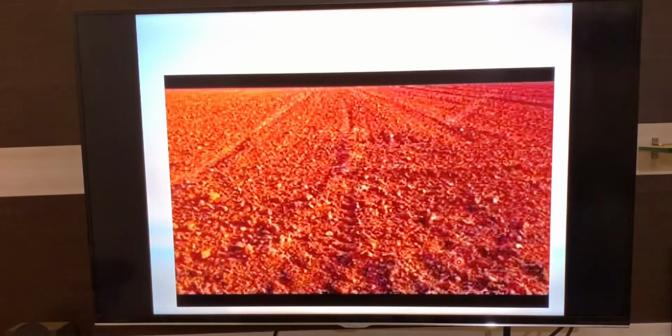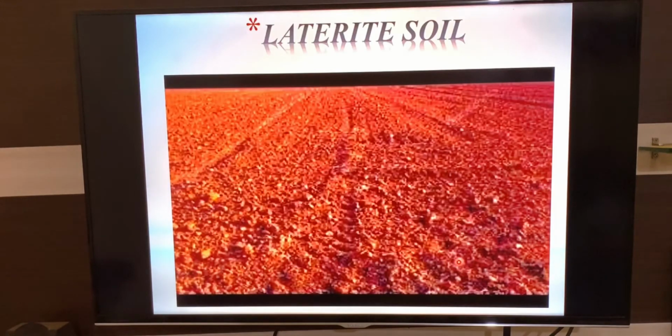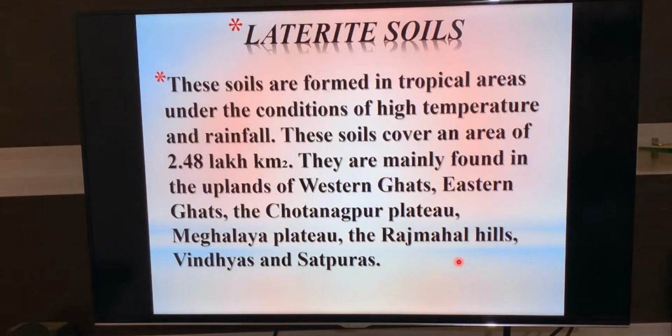Now, recognize the soil, children. It is laterite soil. Laterite soil will be mainly found in tropical areas under the condition of high temperature and heavy rainfall. You will find laterite soil only in tropical regions where there is high temperature and heavy rainfall.